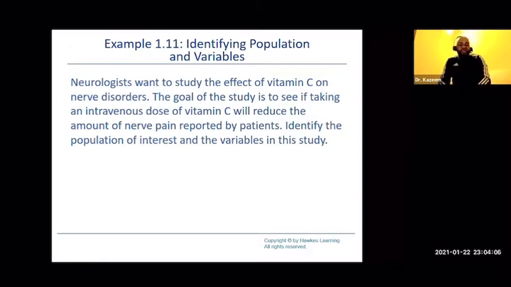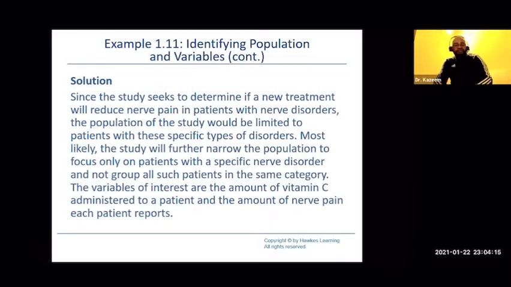You are asked to identify the population of interest and the variables in the study. Since the study seeks to determine if a new treatment will reduce nerve pain in patients with nerve disorders, the population of study will be limited to patients with this specific type of disorder. The population of interest will not be the generality, but the population of people with this kind of disorder. That is the population of interest.